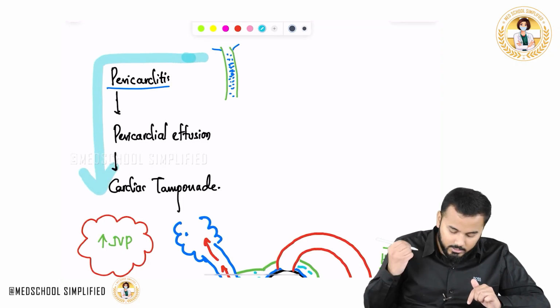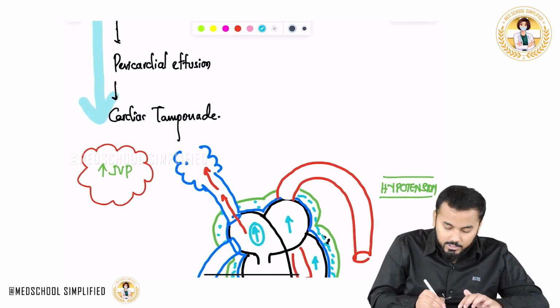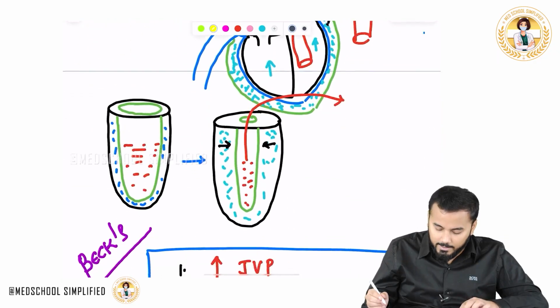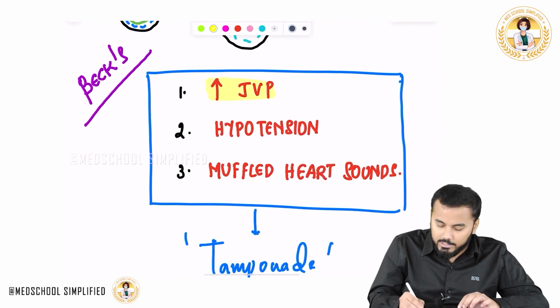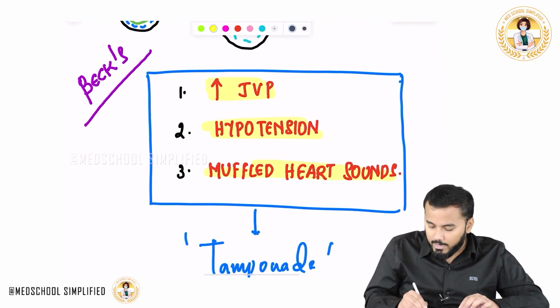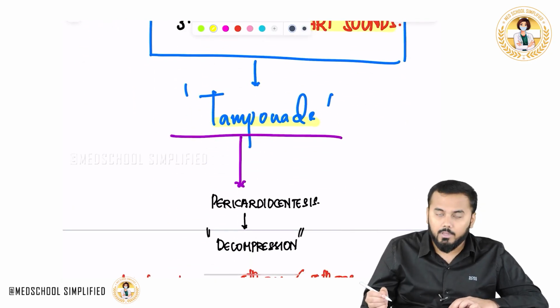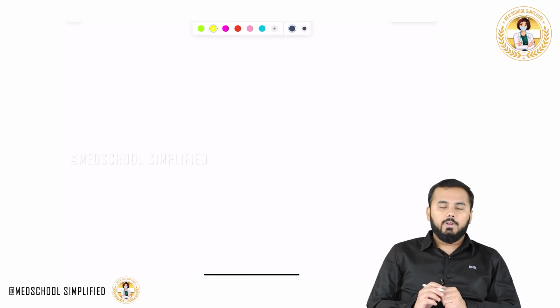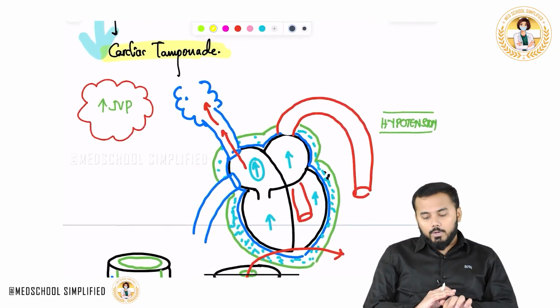Pericarditis can lead to these conditions over here. The final condition which you need to keep in mind is cardiac tamponade. In cardiac tamponade, three things can happen: raised JVP, hypotension and muffled heart sounds. Together you call it tamponade. So these are the two ways you do a pericardiocentesis. This is all you need to know regarding the sinuses.